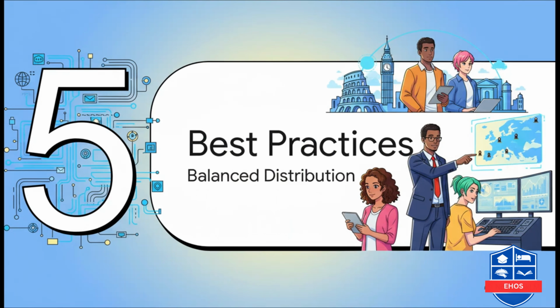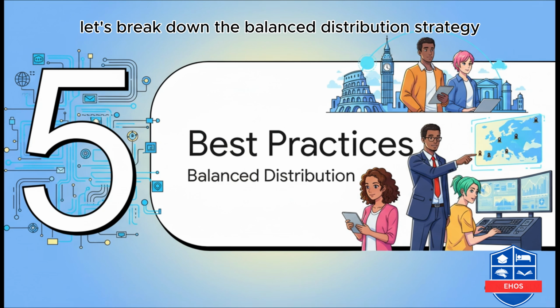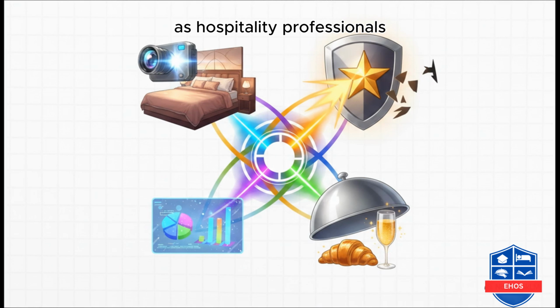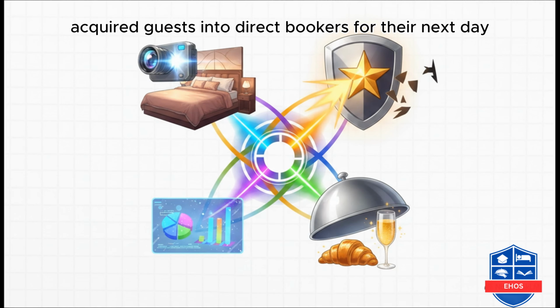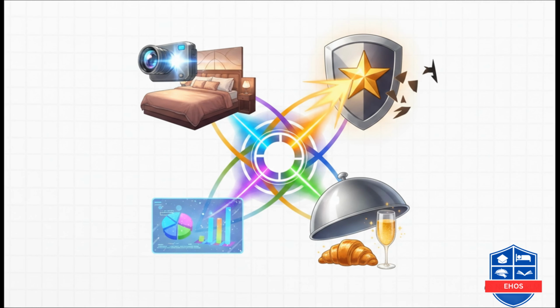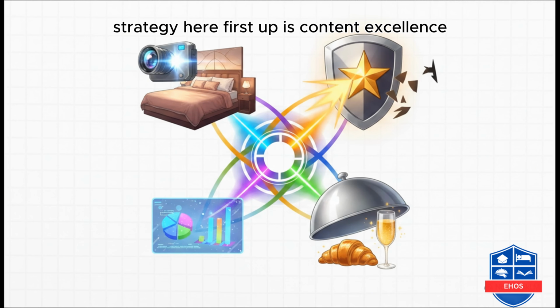Finally, we've arrived at Section 5, Professional Best Practices. Let's break down the balanced distribution strategy. As hospitality professionals, you really need to view OTAs as an incredibly powerful volume driver, while actively using targeted tactics to convert those acquired guests into direct bookers for their next stay. There are really 4 pillars to a balanced strategy here.